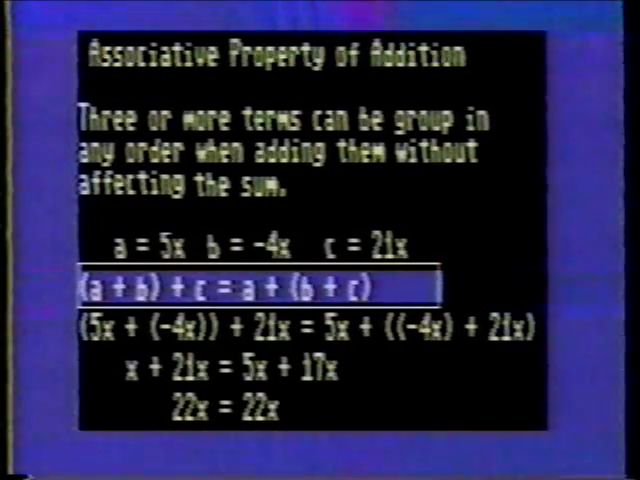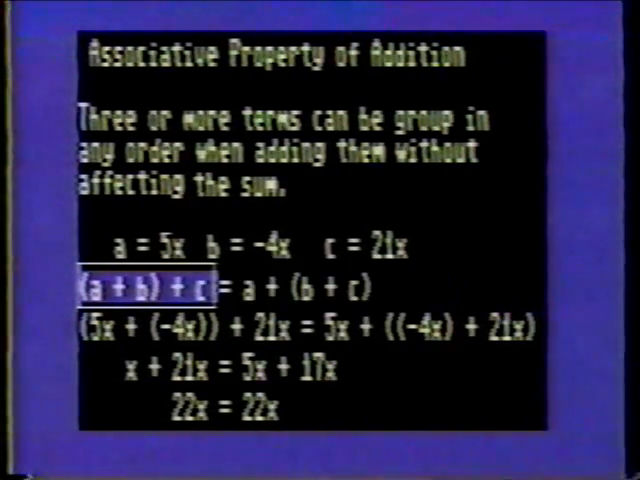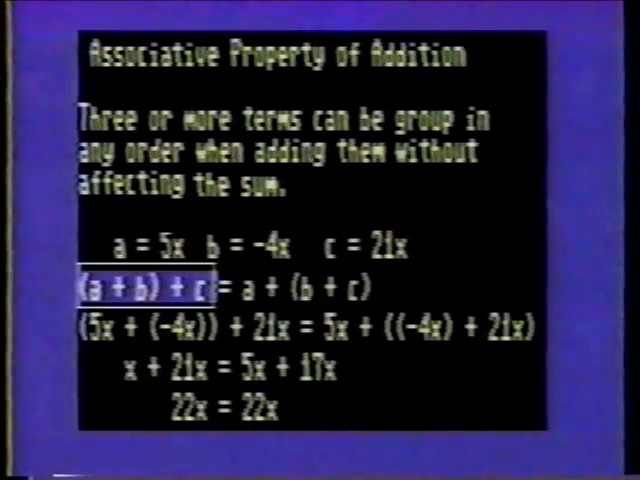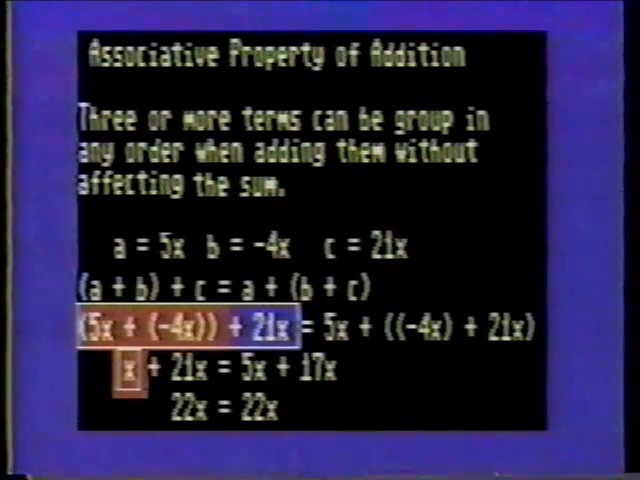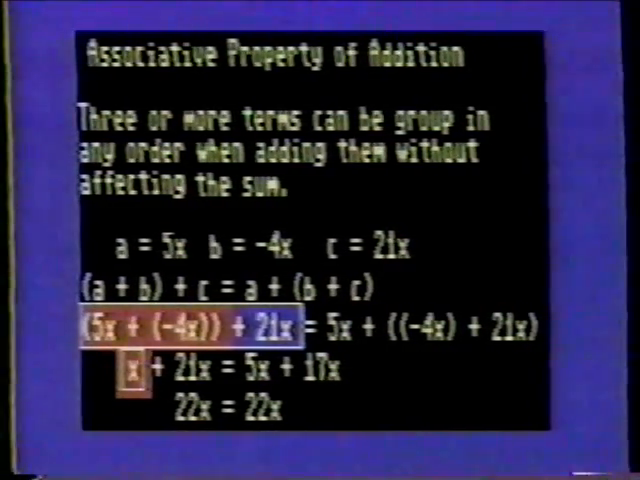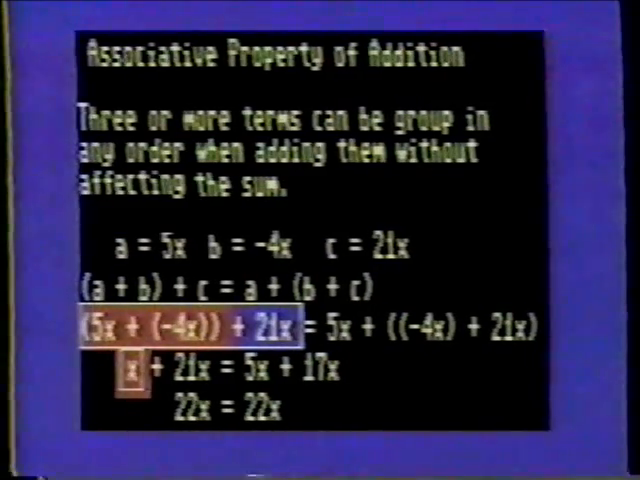Associative property of addition. 3 or more terms can be grouped in any order when adding them without affecting the sum. By assigning values to these variables, it will be easier to understand this property. First, add A plus B, then add C. Let A equal 5x, B equal negative 4x, and C equal 21x.